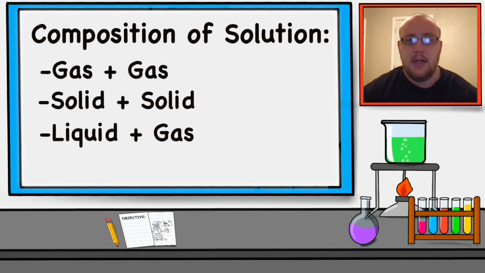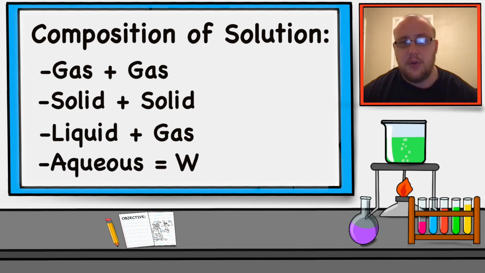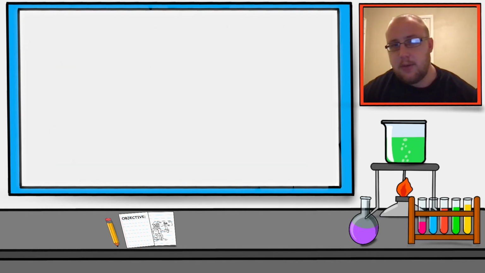In chemistry, when a substance is dissolved in water, it is called an aqueous solution. So do not let this terminology throw you for a loop. All it is saying is water is the largest portion of the solution and is dissolving or dissociating the other portions.